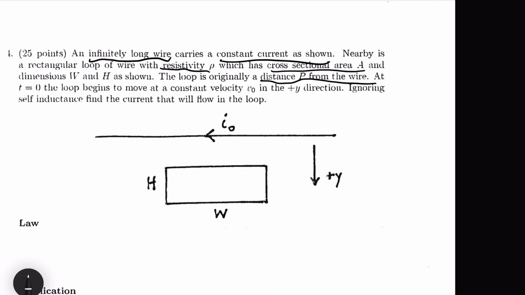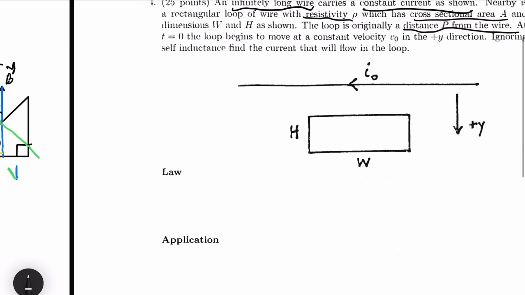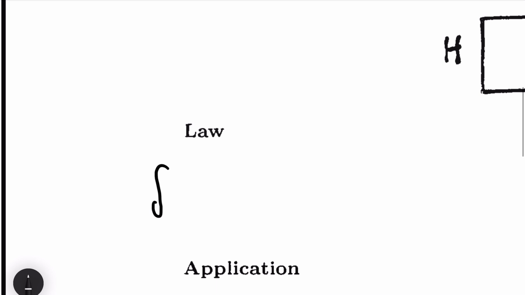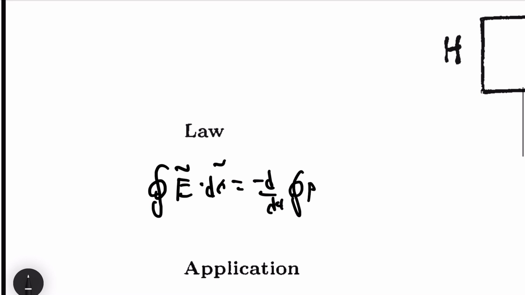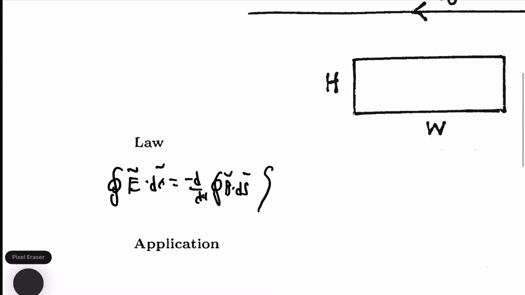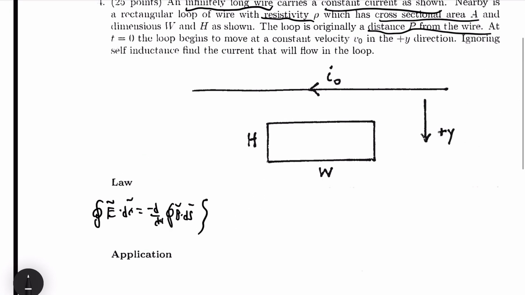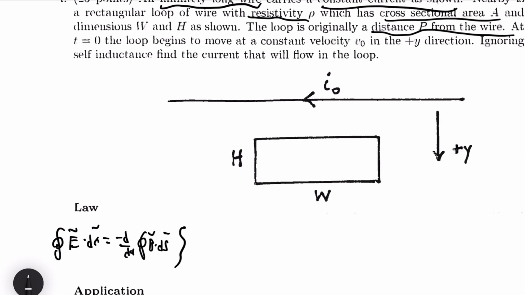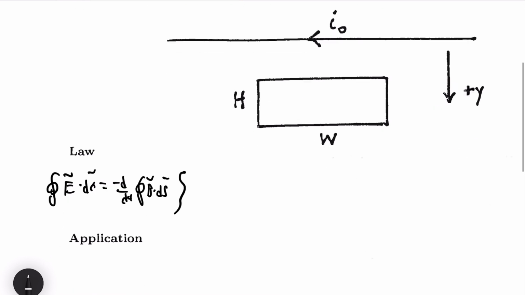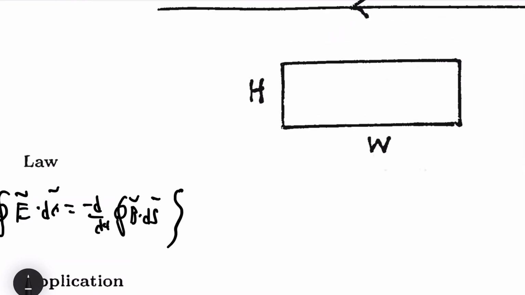So for this one, it's also going to use Faraday's law. So it's the integral of E dot dr is equal to negative d dt of the integral of B dot ds. And we're not given the magnetic field, so when that's the case, we're going to have to use Ampere's law. Whenever we have this long segment, we're going to have to determine our own magnetic field by using Ampere's law, which is the integral of B dot dr is equal to mu naught I enclosed.